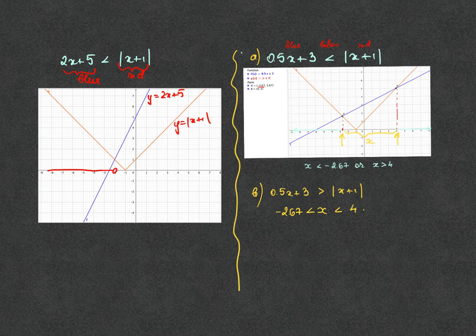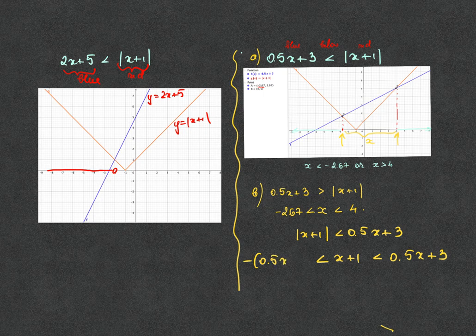If I were to use inequalities with expressions and continue as on one of my previous pages, in this second case B, I would write absolute value of x plus 1 smaller than 0.5x plus 3, which is the same as x plus 1 being between minus 0.5x plus 3 and 0.5x plus 3. And then I would solve a double inequality.